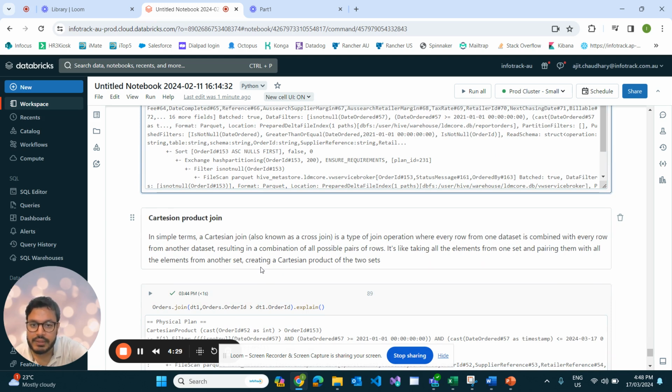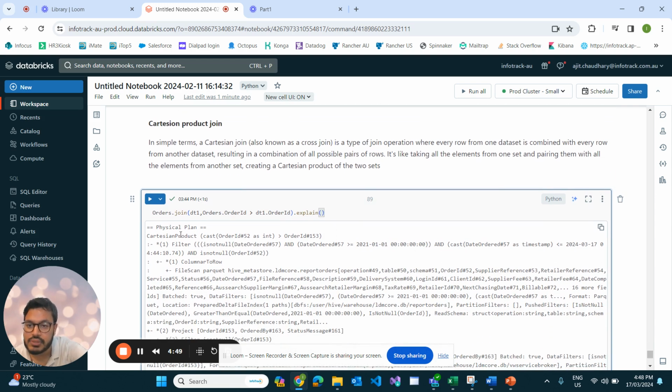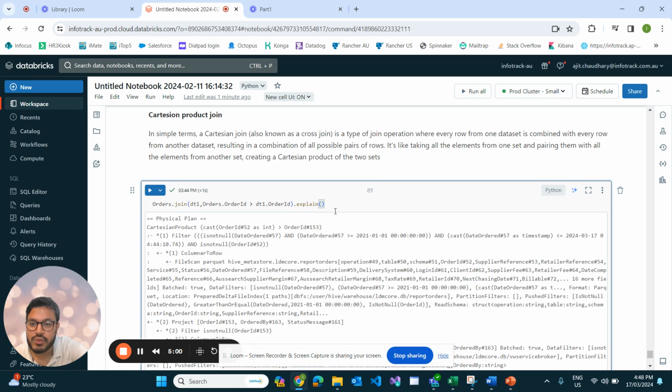Likewise, Cartesian join is a type of join operation where every row from one dataset is combined with every row from another dataset. So if we do a non-equi join, with the order ID greater than dt1.order_id, and do an explain here, you see a Cartesian product has been applied. So this is how, internally, the Catalyst Optimizer chooses the join strategy.